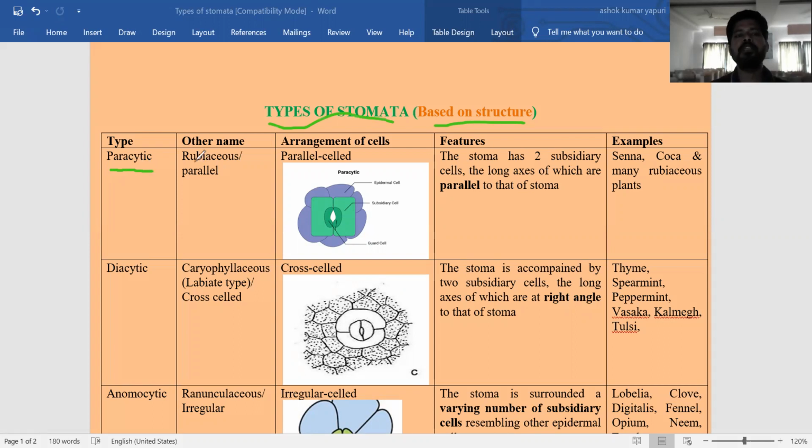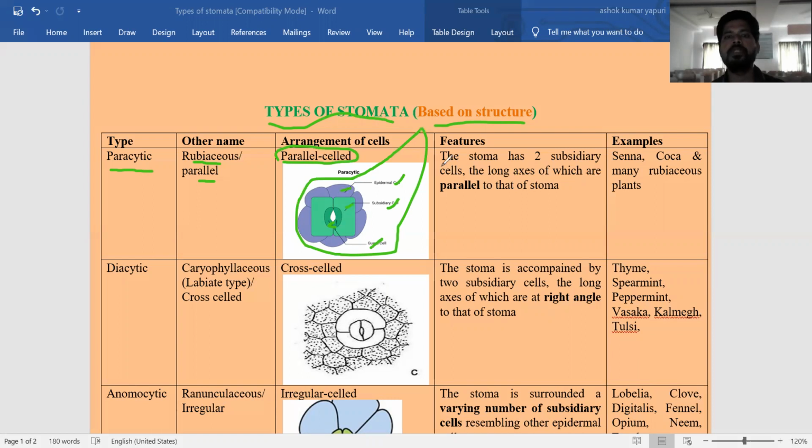Other names of paracytic stomata are rubiaceous or parallel celled. The cells present in this type of stomata are parallel cells. For example, in this diagram there are epidermal cells, a subsidiary cell, and a guard cell. This is the guard cell, this is the subsidiary cell, and ultimately this is the epidermal cell.